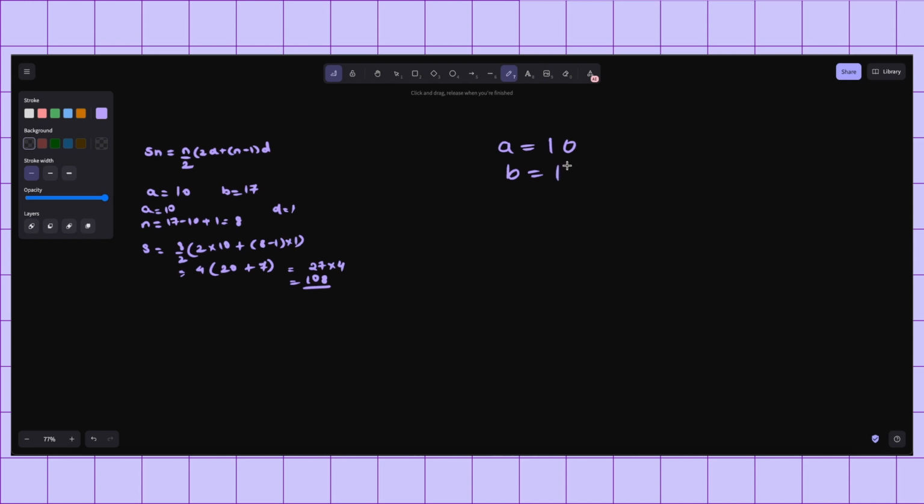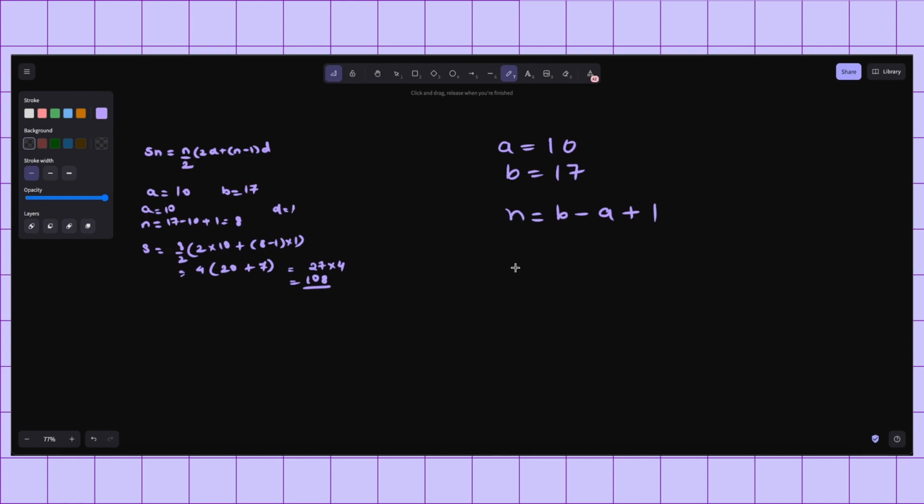Okay, and what we will need to do, we will need to calculate the n first. So n will be b minus a plus 1. Okay, so because the last number is also included, that's why we will need to add the plus 1. Okay, now we will just need to calculate this.